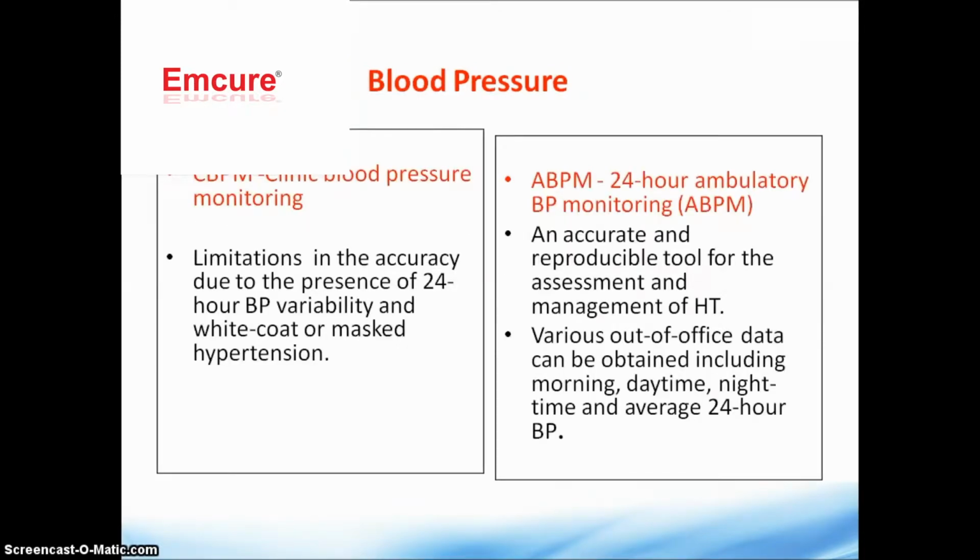So now, what are the methods with which you can measure blood pressure? You have two types of blood pressure monitoring. First is clinic blood pressure monitoring, also called CBPM, and you have 24-hour ambulatory blood pressure monitoring, which is ABPM. There are limitations in the accuracy of CBPM due to 24-hour BP variability and white coat or masked hypertension. So CBPM might not give you the actual correct reading of blood pressure.